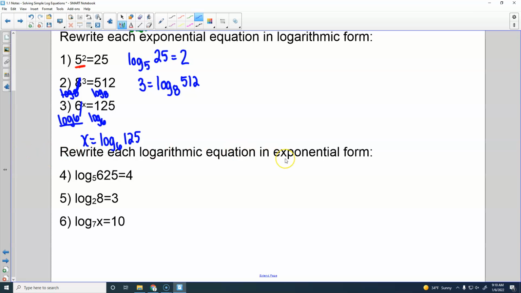So rewrite each logarithmic equation in exponential form. This time we're starting with logs, going to exponential, so you can just go straight using the formula. If I have the base of 5, it would be raised to the 4th power, and then it would equal 625. Your base of your logarithm has to be the base of the exponent. Raise it to the power of this over here, and it equals 625.